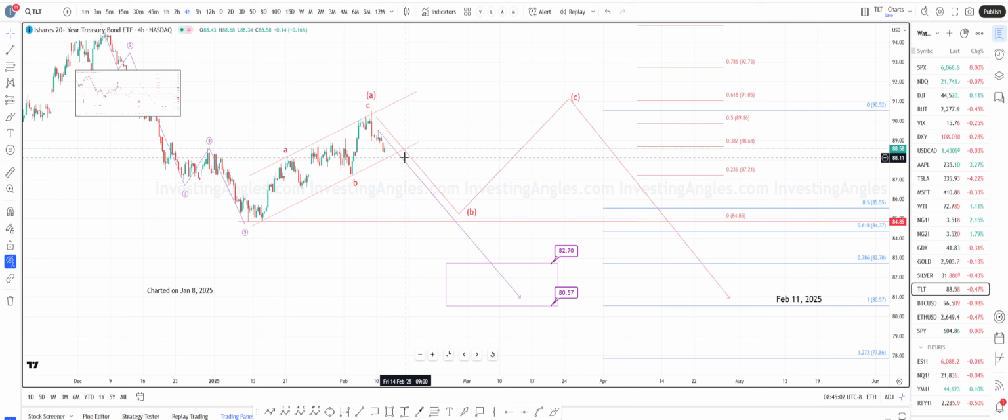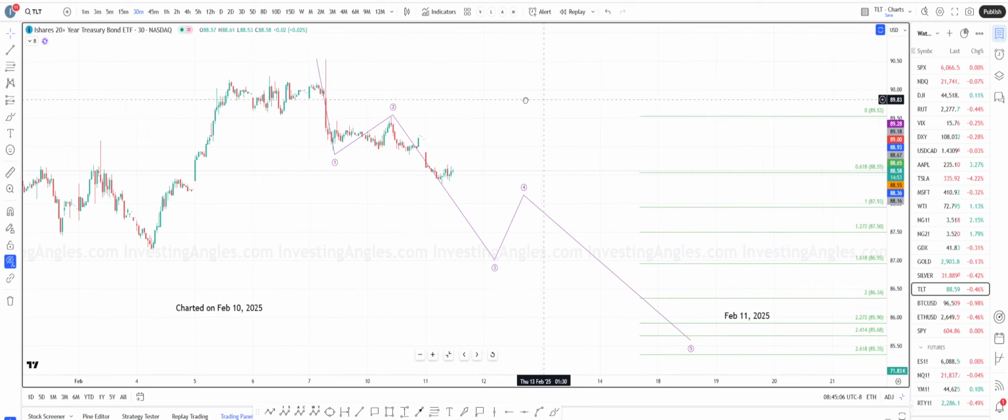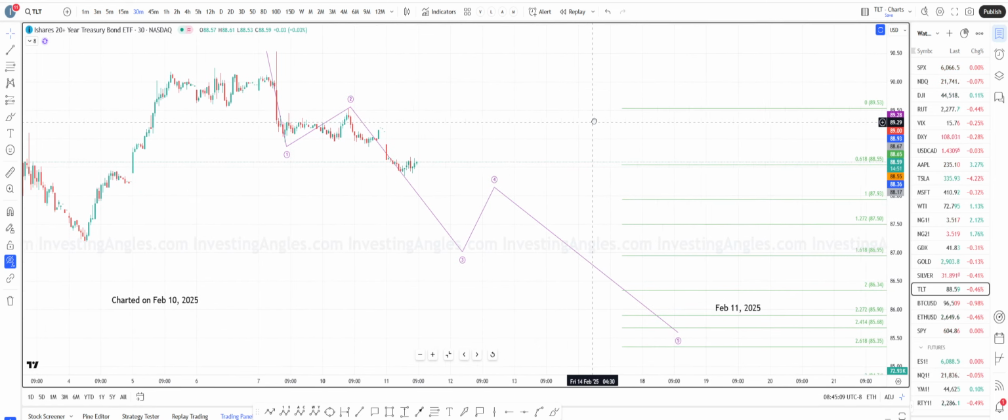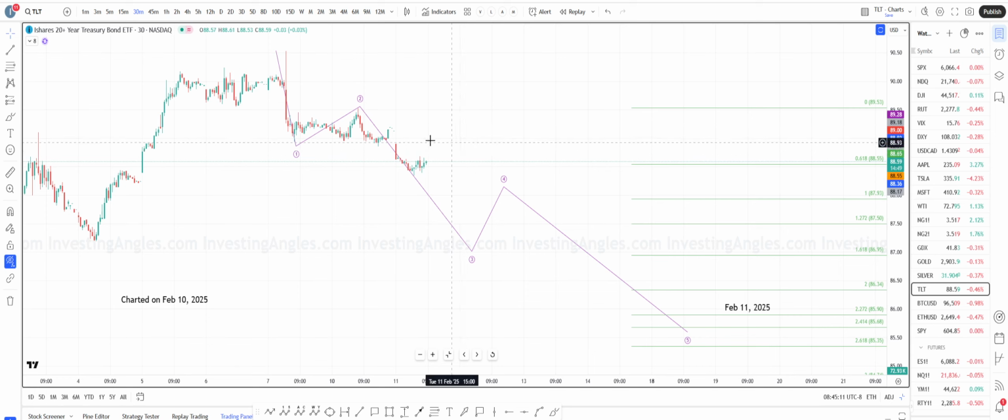The wave down is not finalized yet, and if we look at it closer, this is something that we shared yesterday. We are seeing that potentially TLT is forming an impulsive wave down, and this would be wave 1, 2, and let's see if wave 3 completes. If it doesn't, then we will be looking for a red scenario.